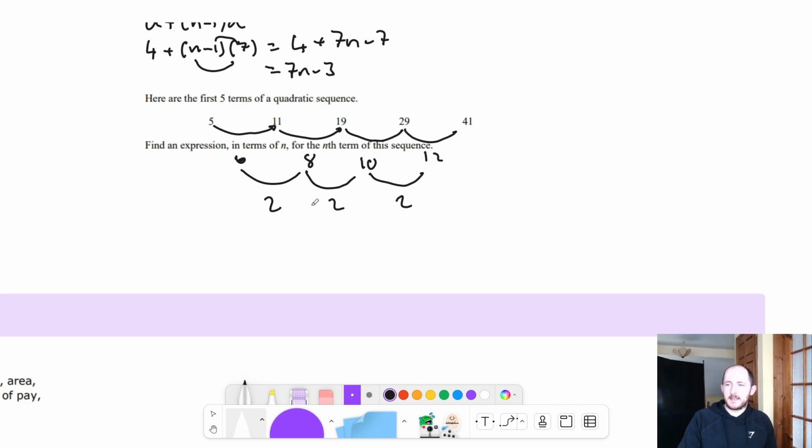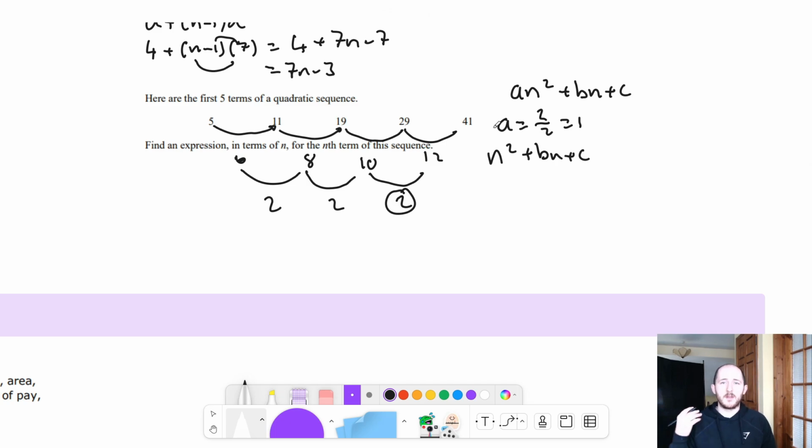So with a quadratic, a standard quadratic looks like this, right? an squared plus bn plus c. Right? That's what a standard quadratic will look like. This number here is just twice as big as what a is. So a is just equal to 2 divided by 2, which is 1. So now I know my equation looks like this, n squared plus bn plus c.